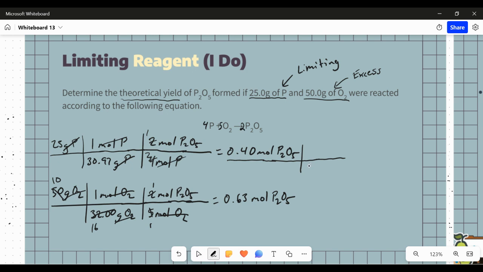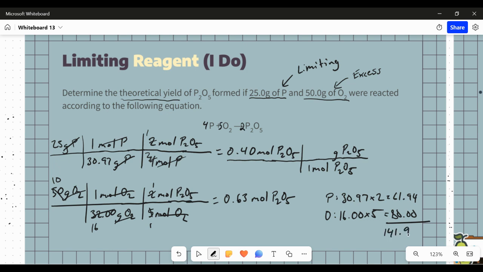So I'm going to put 1 mole P2O5 on the bottom, and on the top, I'm going to put grams of P2O5. To go from moles to grams, I need the molar mass. Phosphorus, 30.97 times 2, that's 61.94. Oxygen, 16.00 times 5, that's just 80. Add those together and you get 141.94 grams per 1 mole.